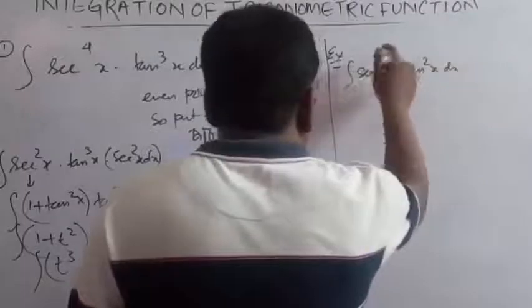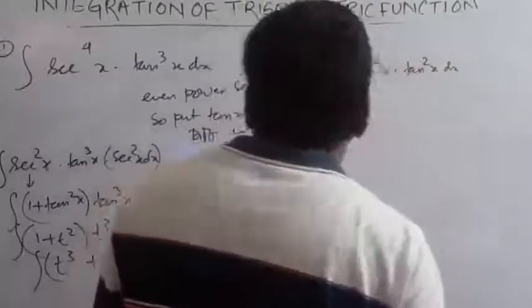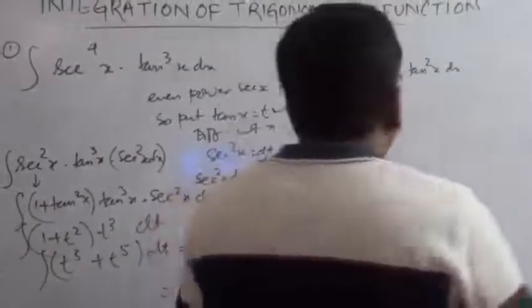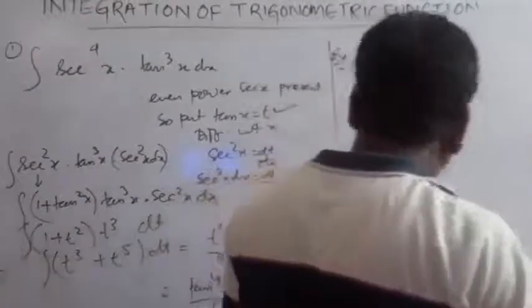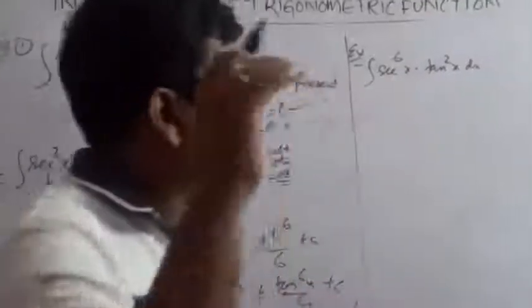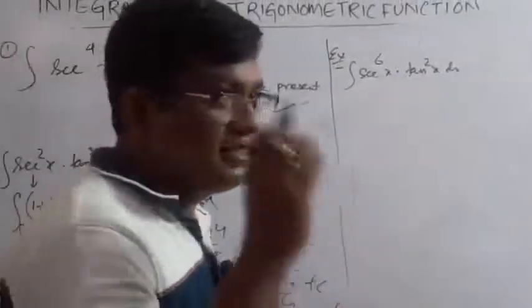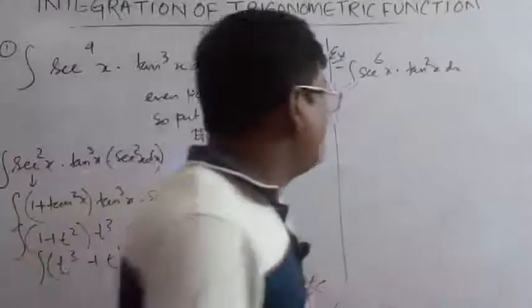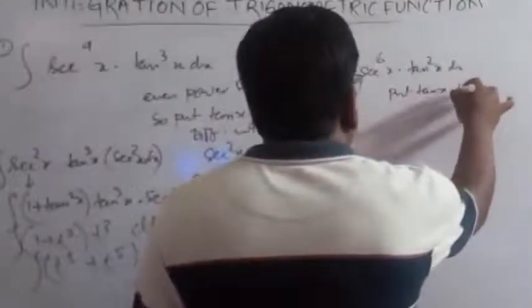Same. Suppose this is sec 6. Power of sec and power of tan both are even. So if power of sec x is even, then put tan x equal to t. This is the rule. If power of sec x is even, then put tan x equal to t. Same thing. Put tan x equal to t.